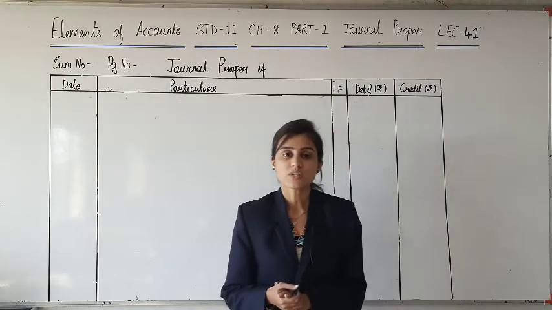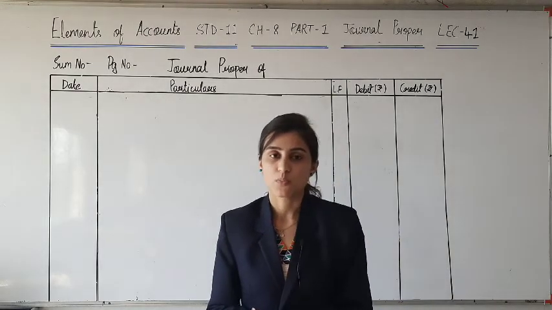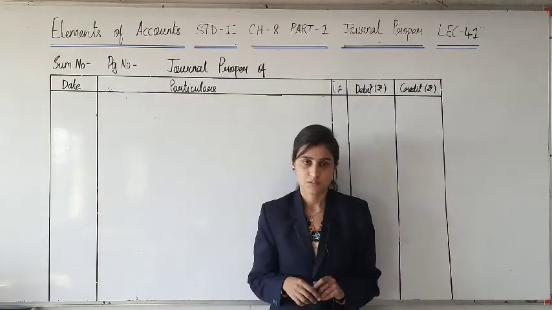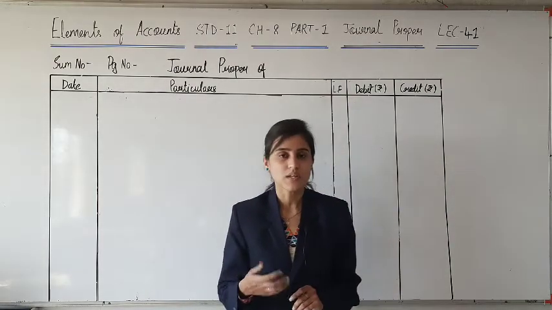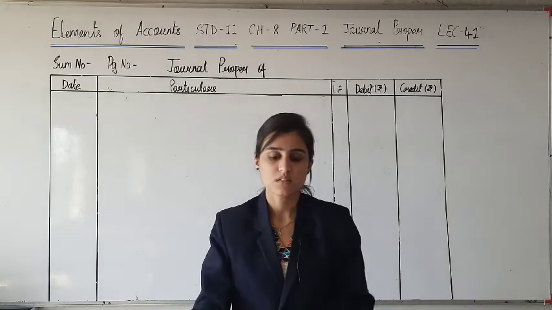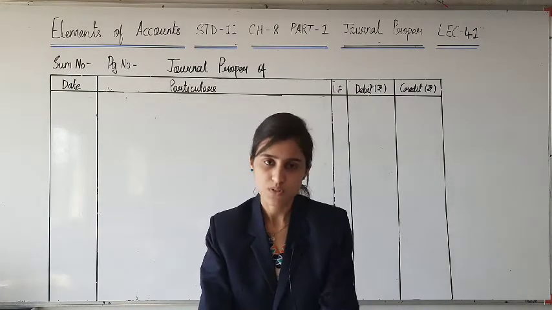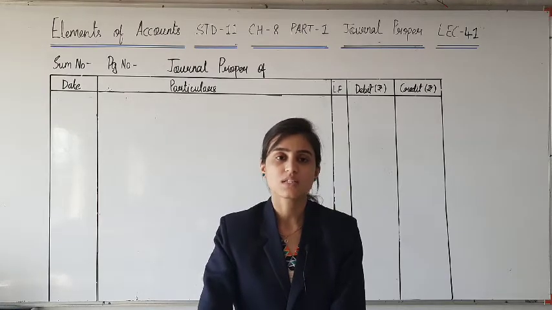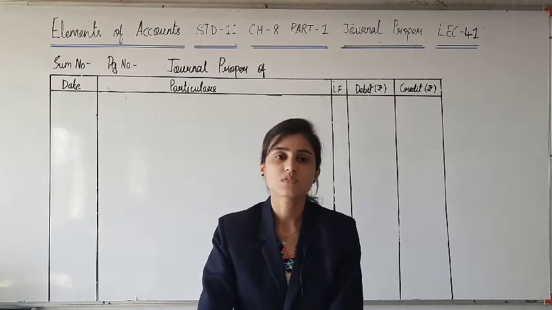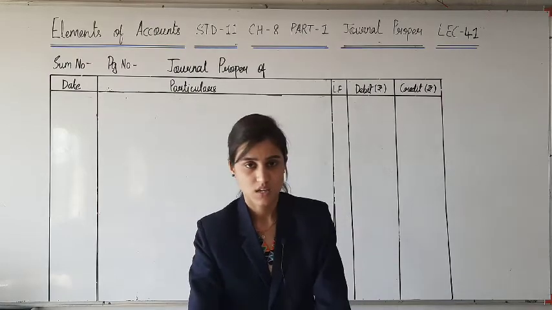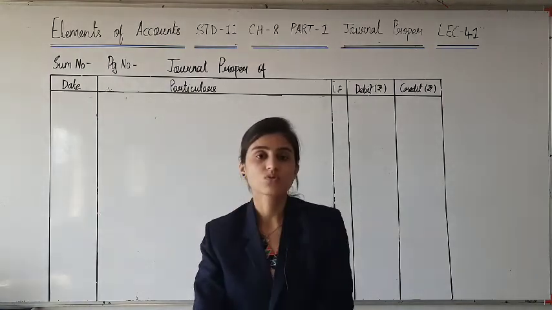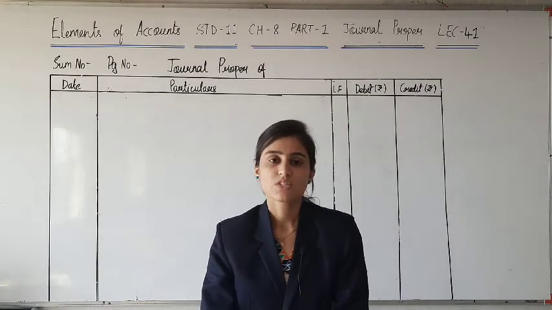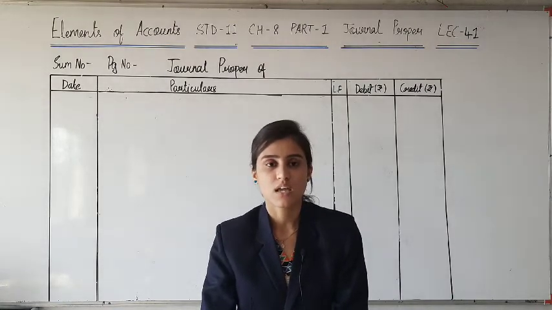A rectification entry is written in journal proper to rectify the errors committed while writing the books of accounts. Mistakes are very likely to happen. Yes, गलती सबसे हो जाती है. आपसे हो जाएगी, मुझसे हो जाएगी. So, similarly, the person who is writing the books of accounts, sometimes उनसे भी गलती हो जाती है. Right? तो वो गलती को सुधारने के लिए एक एंट्री पास की जाती है which is known as rectification entry.